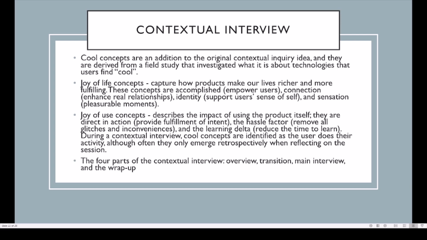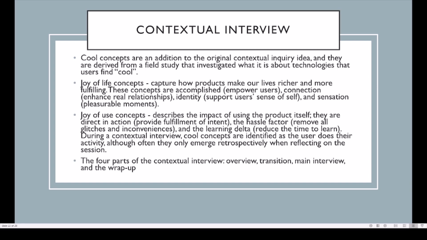Contextual interview. Cool concepts are an addition to the original contextual inquiry idea, and they are derived from a field study that investigated what it is about technologies that users find cool. Joy of life concepts capture how products make our lives richer and more fulfilling. These concepts are accomplishment, empower users; connection, enhance real relationships; identity, supports user sense of self; and sensation, pleasure of moments.